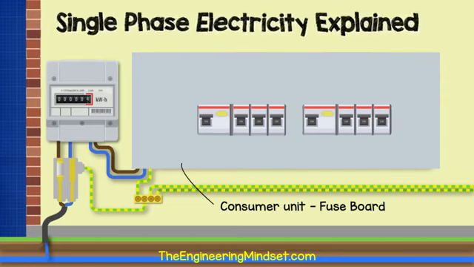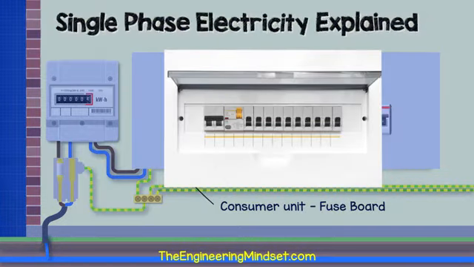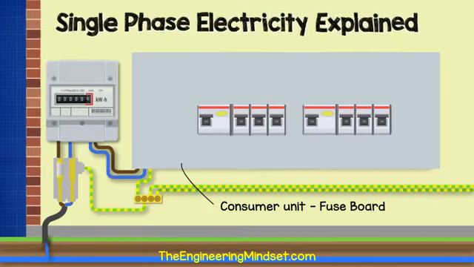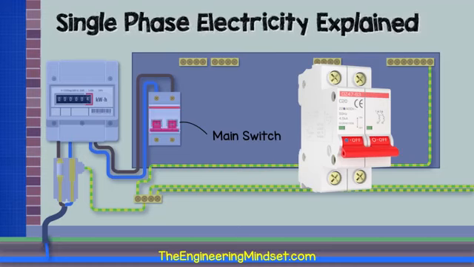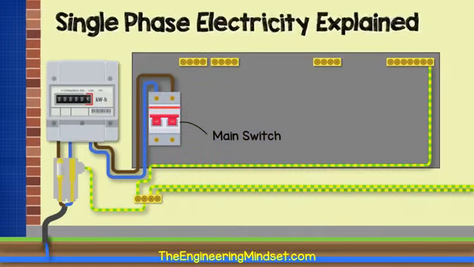The phase and the neutral will then leave the electricity meter and enter the consumer unit or fuse board. The consumer unit or fuse board varies in size depending on the size of the property and how many circuits are being controlled. Inside the consumer unit, we first have the main switch or main double pole isolation switch. This controls the supply of electricity to the rest of the consumer unit and therefore all the circuits feeding the property. This switch is not automatic and must be manually flipped to cut the power. This switch will disconnect both the phase and the neutral line together.